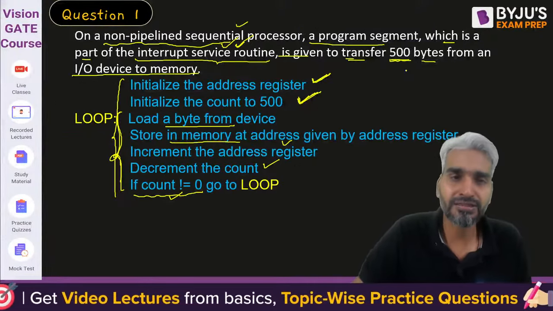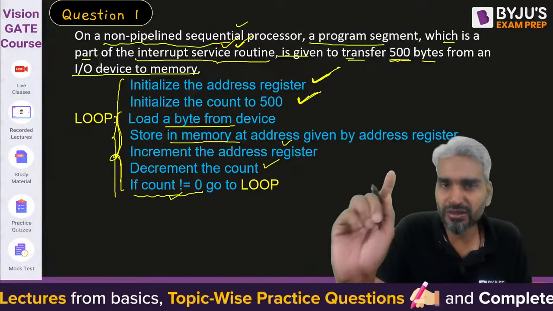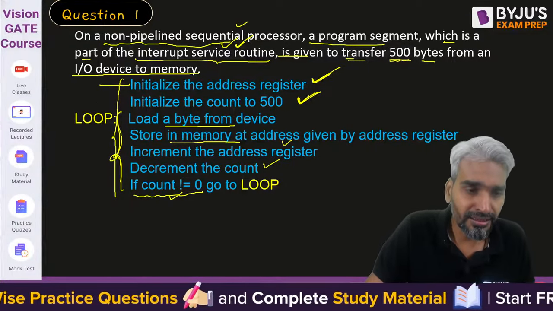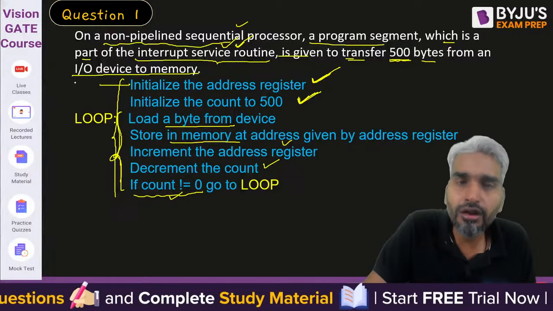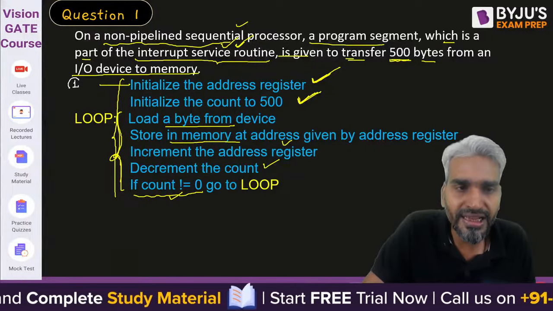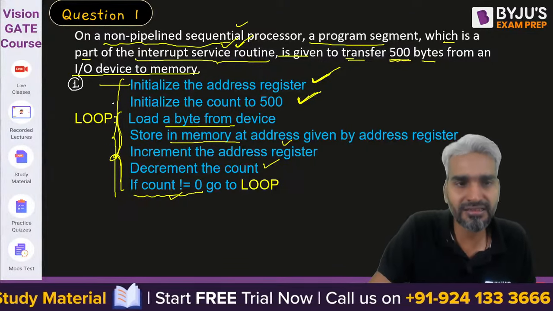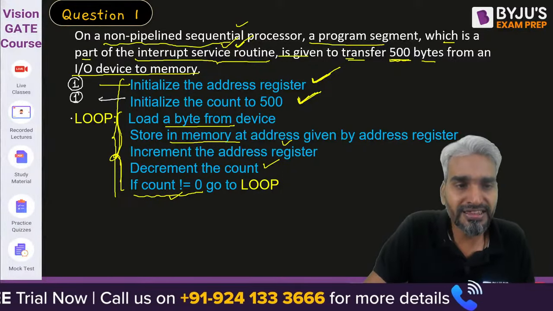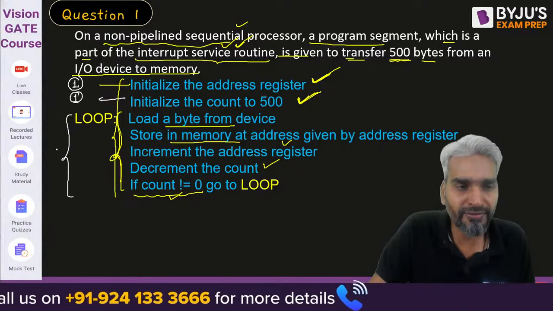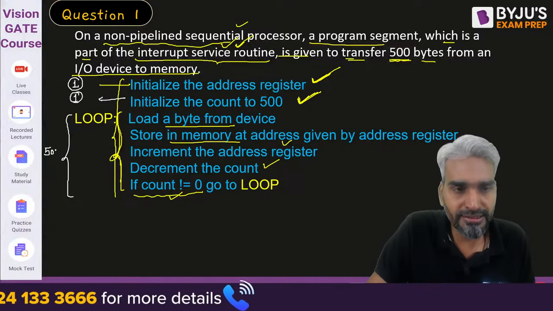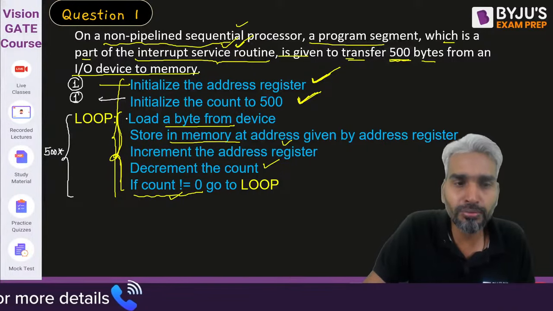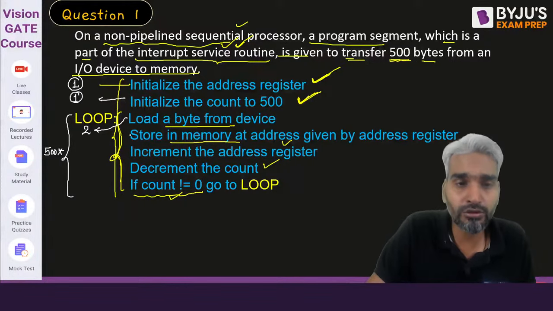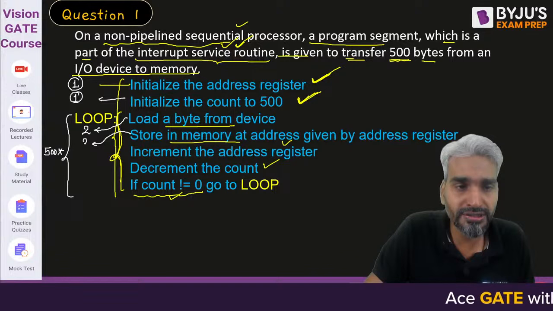Now that's one aspect. You will initialize the address register. This is one instruction, so please try to understand. To initialize this address register, obviously this is done only once, so 1 cycle will be required. 1 cycle will also be required for initializing the value of count. Please understand that this loop will execute 500 times, and within each loop you will load 1 byte from the device. Because it is a load instruction, 2 clock cycles will be required. Store it into the memory, again 2 clock cycles will be required.